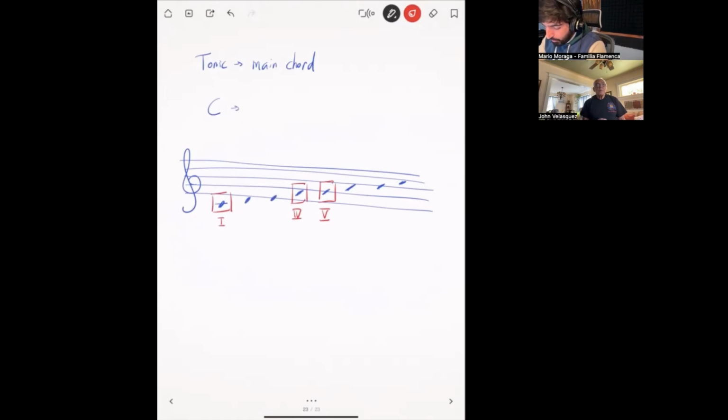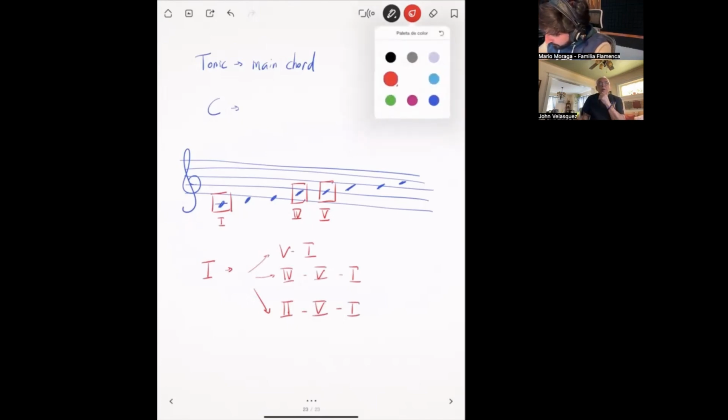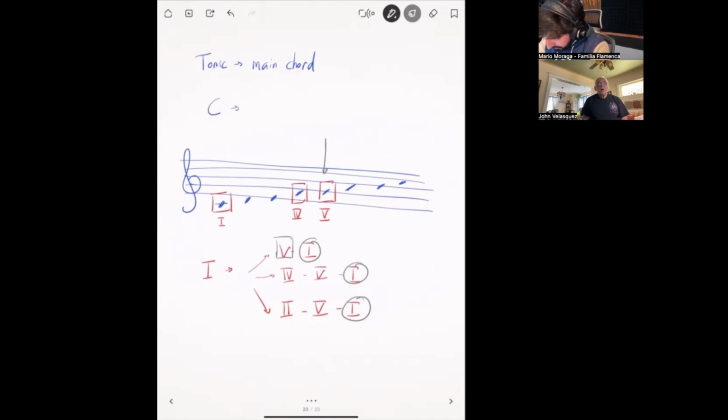If I want to arrive at the tonic, remember that we talked about different cadences that we can use for this transition. We can do, for example, a 5-1, or a 4-5-1, or another cadence, the 2-5-1, the one that we want to talk about. So what does it mean? If I want to arrive at the first grade chord, which is C major in this example, we have to do the fifth and then the tonic.